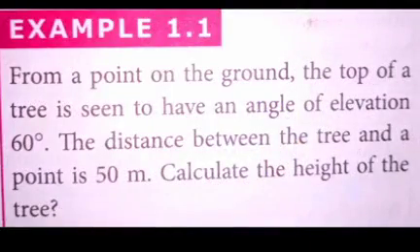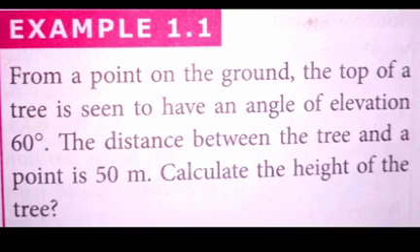Now coming to example 1.1, listen to the question carefully. From a point on the ground, the top of the tree is seen to have an angle of elevation 60 degree. The distance between the tree and the point is 50 meter. That means the distance between the observer and the tree is 50 meter. So what is the height of the tree?